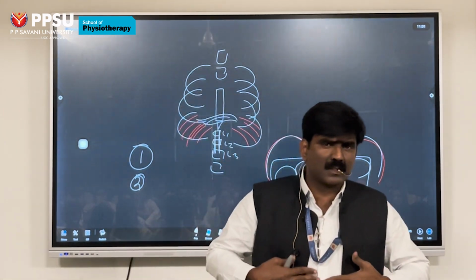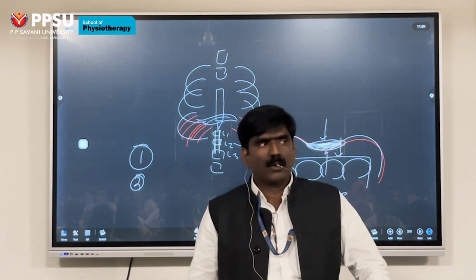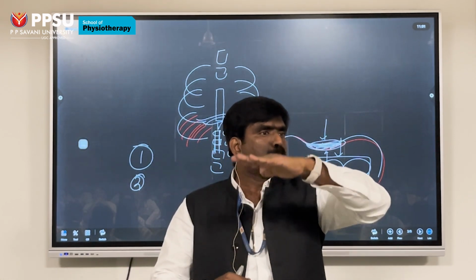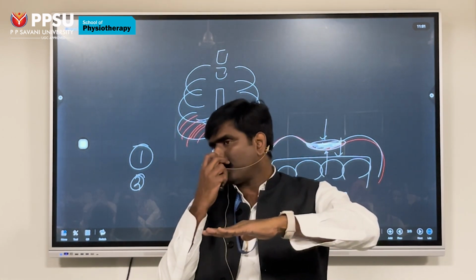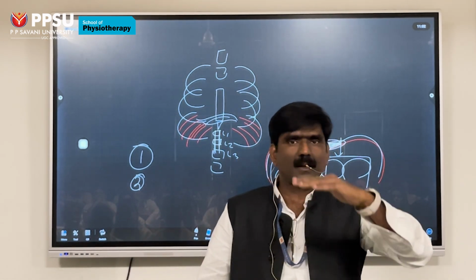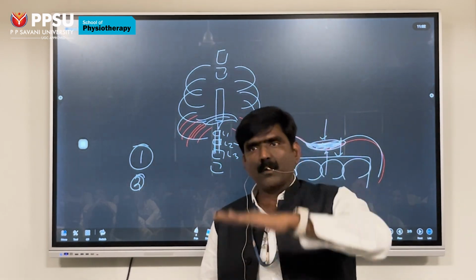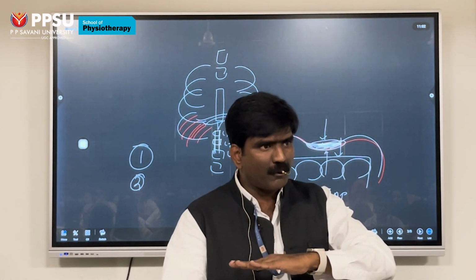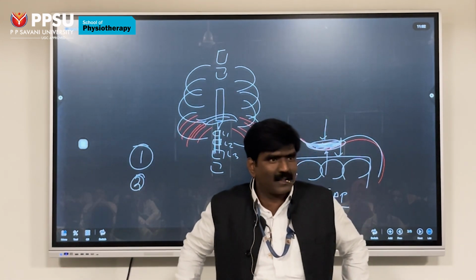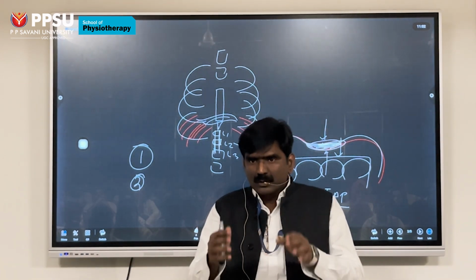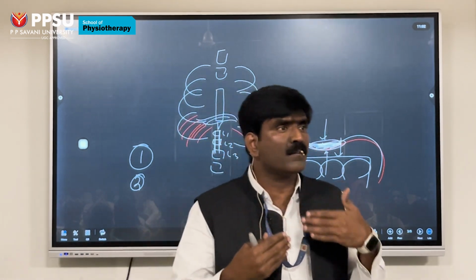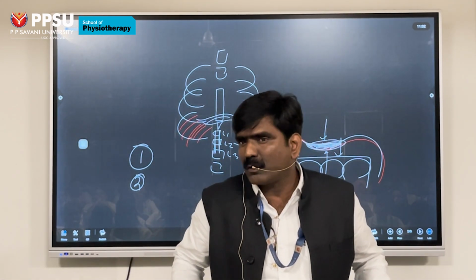You know, the rectus abdominis muscle is present in front, right? So what happens when the diaphragm is moving down? The abdominal content will be pushed down, and it will try to move forward and backward. When it tries to move backward, there are vertebrae, so it cannot move back. So it will try to move front. When you are doing inspiration, abdominal content will try to come forward.